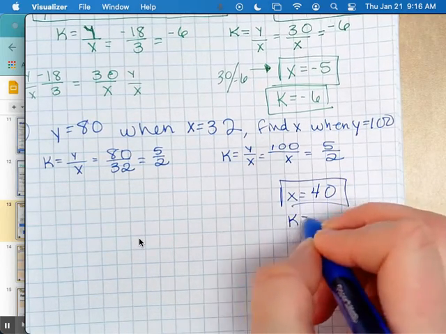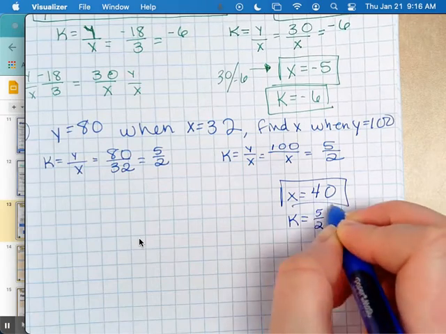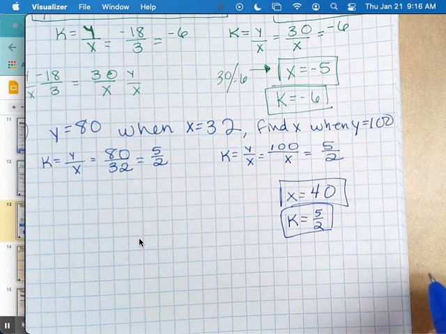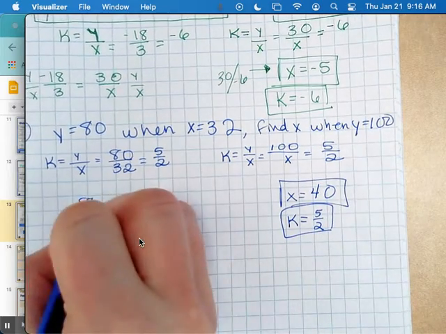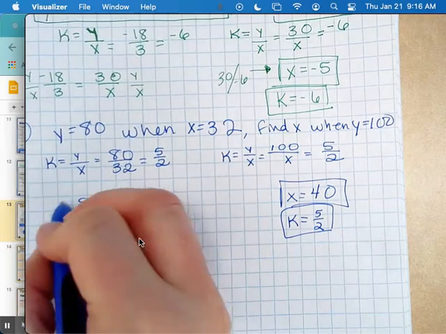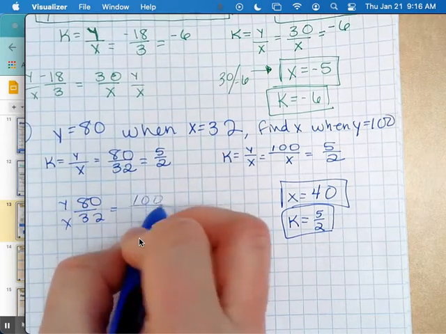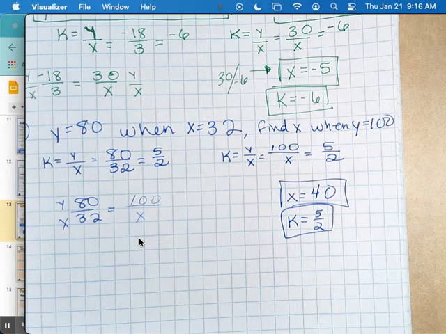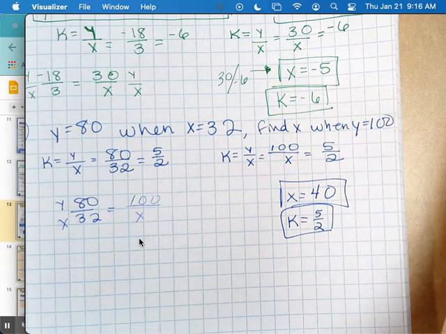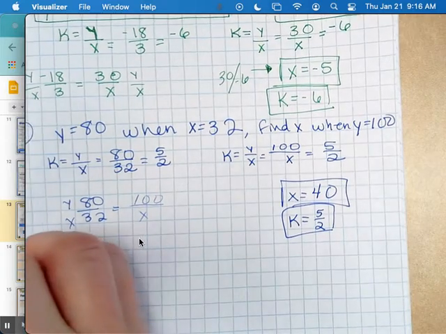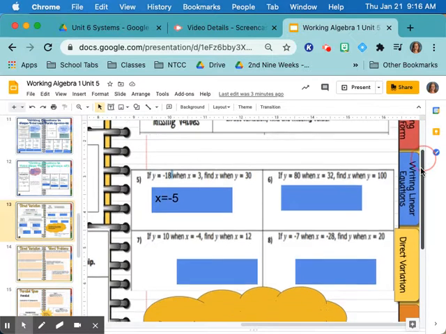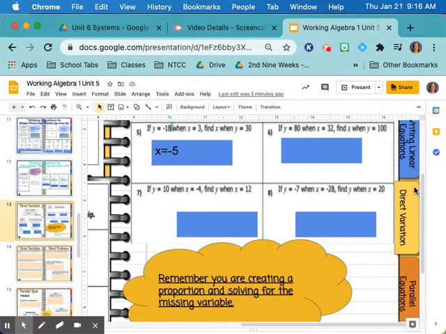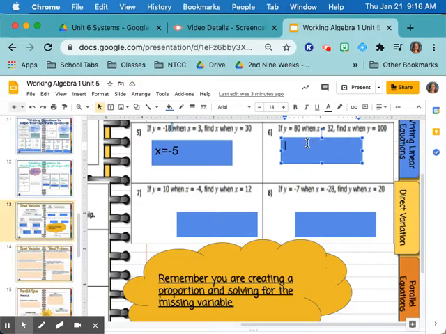And we do have the k. k equals 5 over 2. You can always cross multiply and divide that. You could also set it up like this: y over x, 100 over x, cross multiply and divide. Okay, let's do 7 and 8. Oh, we need to put this down. x equals 40.